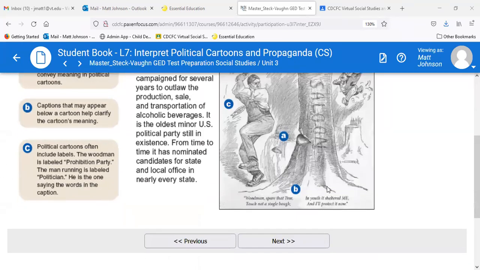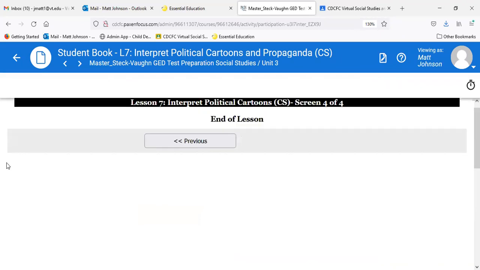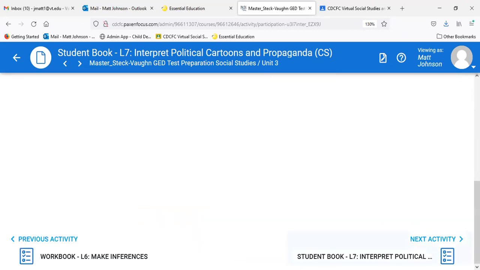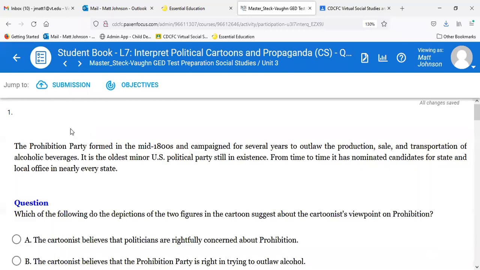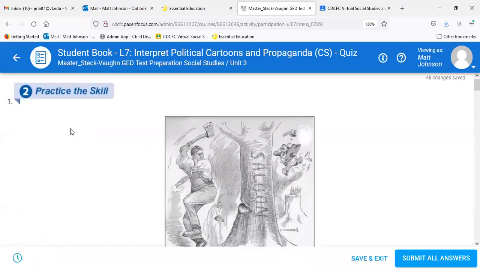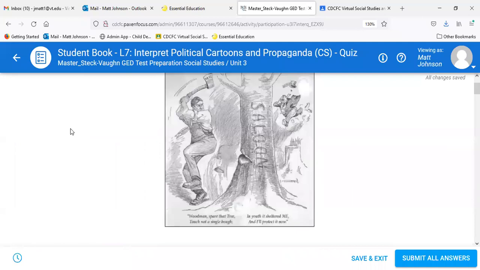All right. So let's take a look at our quiz. Here we go, on to lesson 7 quiz. And there's our cartoon again.